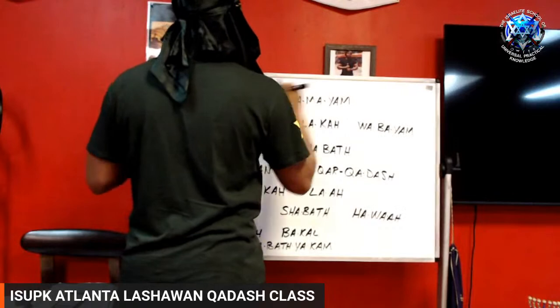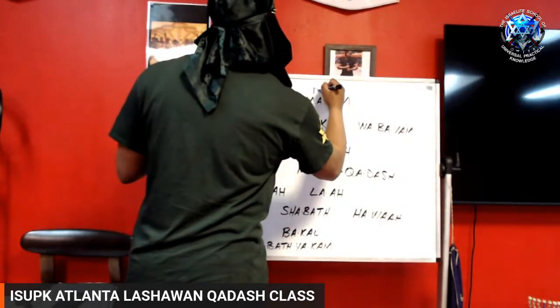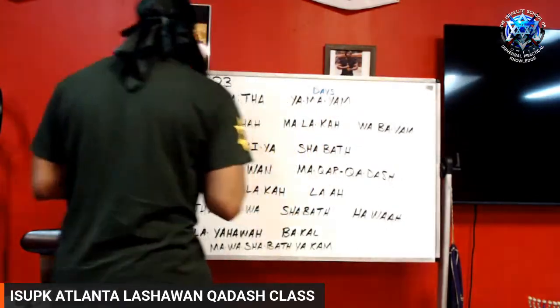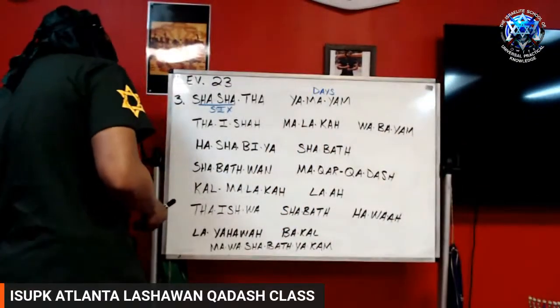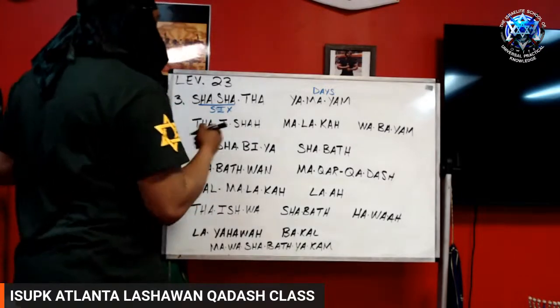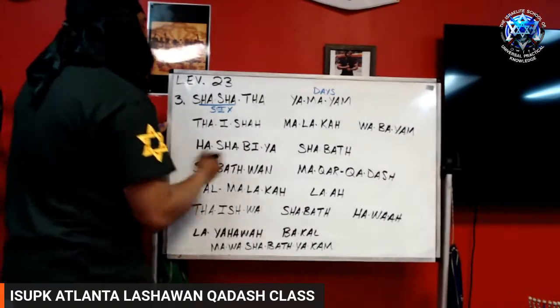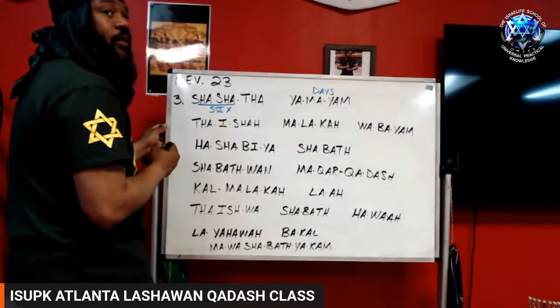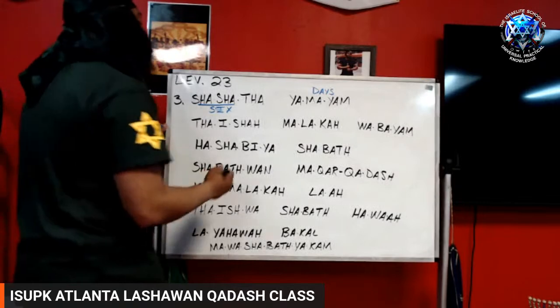Days. Right? Days. Then we have what? Shevi'i. Now we know that the shevi'i, the seventh, is 7.